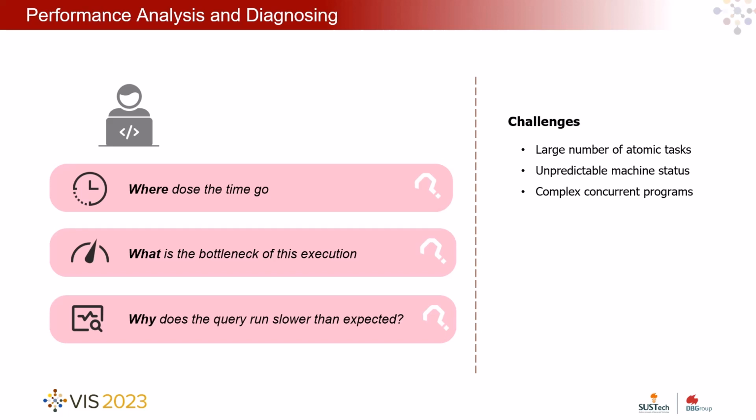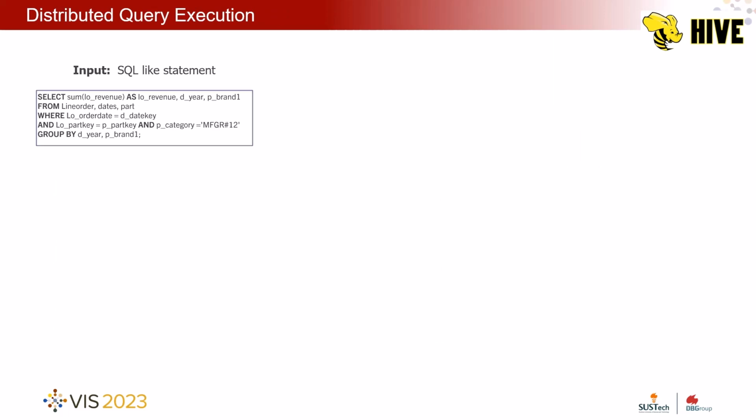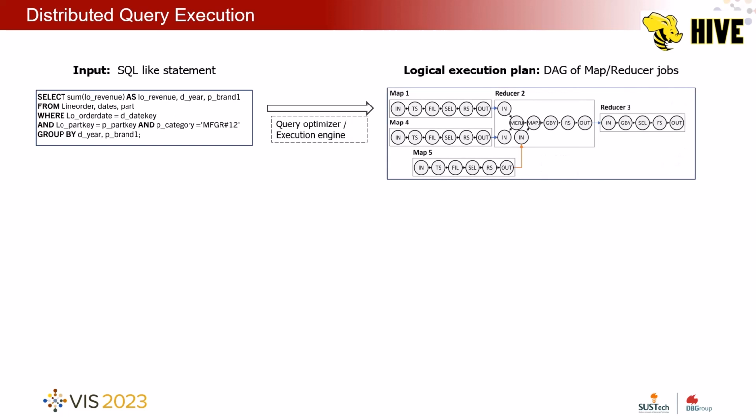I will introduce the workflow of distributed query execution and take Hive as an example. When a query is submitted to the system, often in the form of a SQL statement like the one shown here, the query optimizer and the execution engine transform the input into a logical execution plan. As illustrated on this slide, the logical plan can be modeled as a directed acyclic graph. Here, the vertices represent jobs and the edges depict logical dependencies.